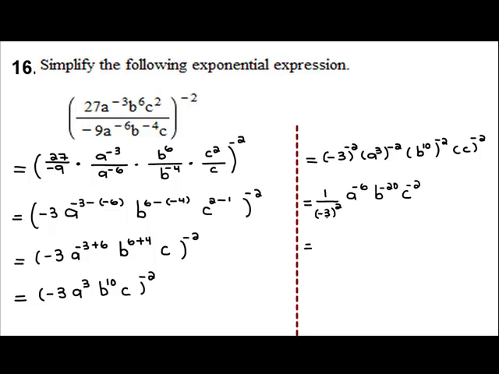Now -3 to the 2nd power is 9. We still have a to the -6, b to the -20, and c to the -2. Now all of them have a negative power, so that means that we're going to bring them to the denominator and we're going to change the sign to a positive. It's going to be a to the 6, b to the 20, and c to the power of 2.